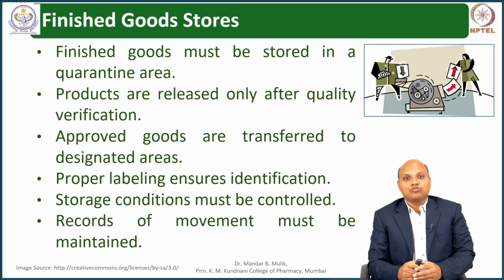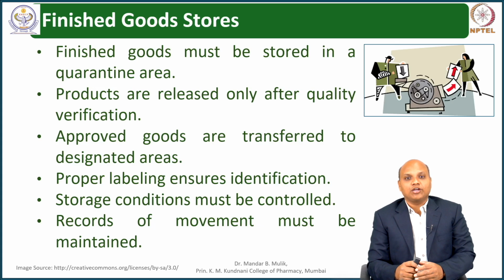This area should be guarded with a closed door, and there should be restricted or permitted entries inside the area. Products are released only after quality verification. Approved goods are transferred to designated areas and then they are distributed to different locations. Proper labeling ensures identification of such goods.